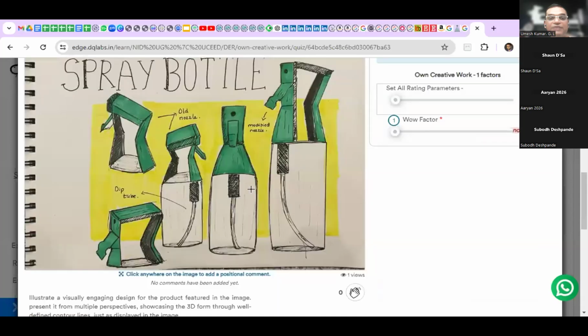I mean, you can actually stretch your imagination, experiment, etc. And all this work can directly go into your portfolio. All right.